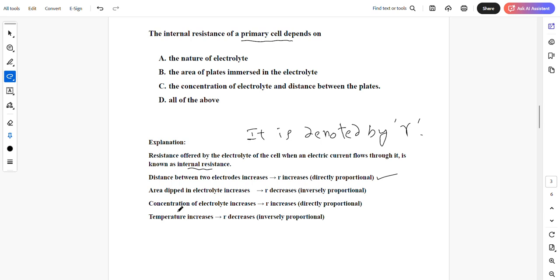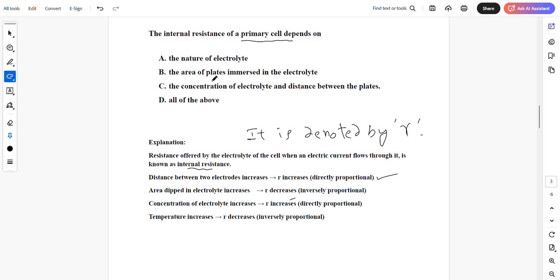R decreases. Okay, concentration of electrolyte increases. What happens? This is directly proportional. R increases. Okay, temperature increases, R decreases. This is inversely proportional. Now here the internal resistance of a primary cell depends on the nature of the electrolyte. Okay, the nature of electrolyte.